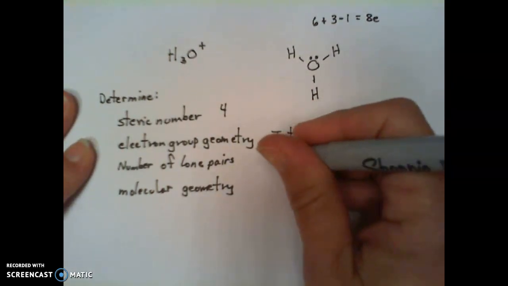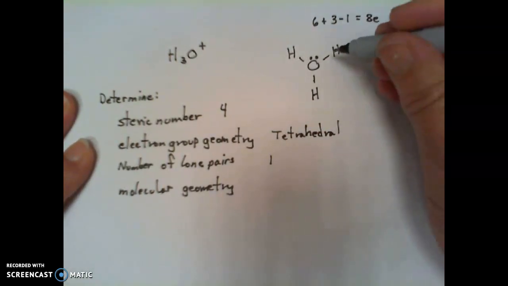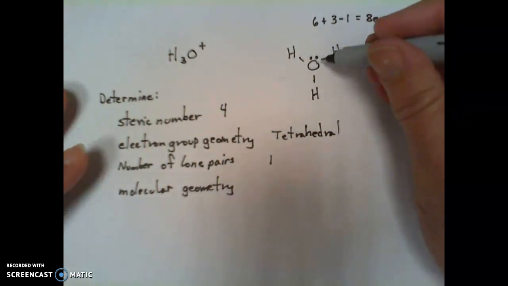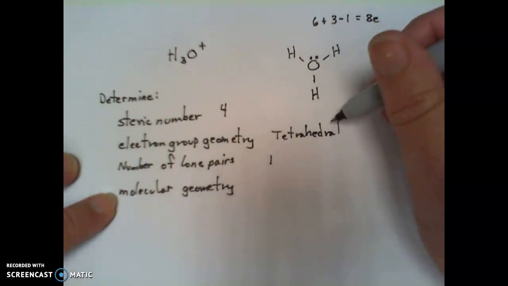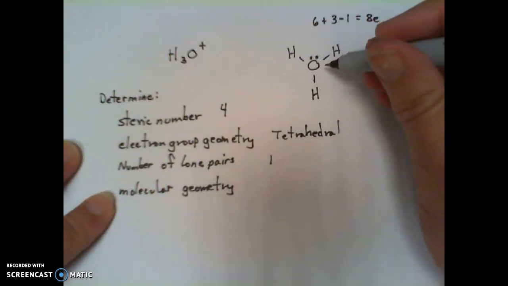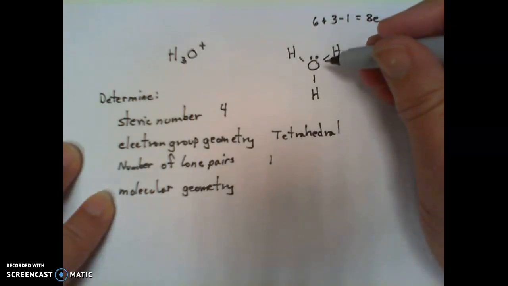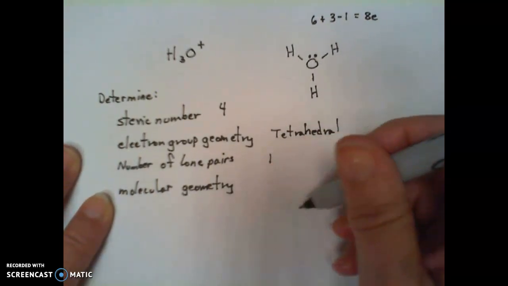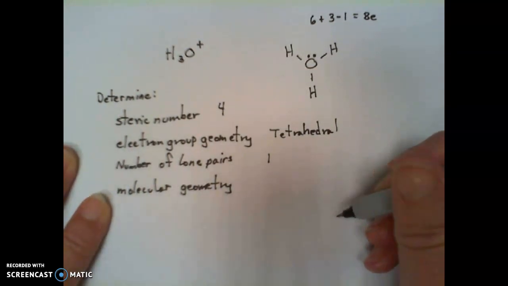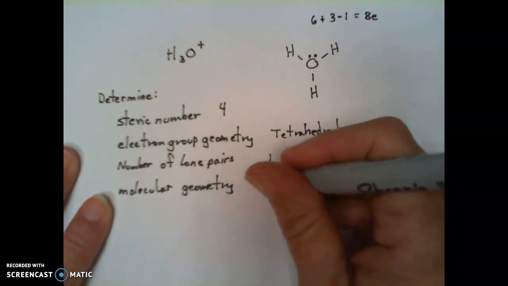We have 1 lone pair, so that means that when we look at the molecular geometry, we don't count the lone pair. The lone pair is invisible because there's not an atom at the end of it, and so the molecular geometry, or the shape of this molecule, is going to be trigonal pyramidal.